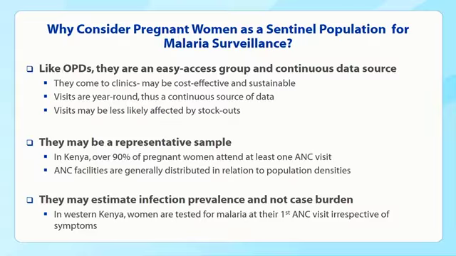And again, these may also provide an estimate of infection prevalence as opposed to case burden, because women are getting tested at their first ANC visit irrespective of whether they have symptoms or not, right? So they're not coming because they're sick, they're coming because they're pregnant, they're getting tested. So they may be very similar to a person who's sitting in their household who gets tested at a household visit from one of these community surveys.